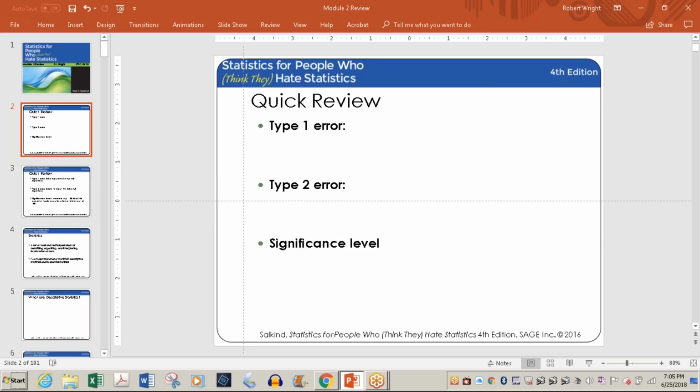Okay. Conversely, the type 2 error would be the exact opposite. You're failing to reject a false null hypothesis. Basically, there is a difference, and you're saying there isn't.